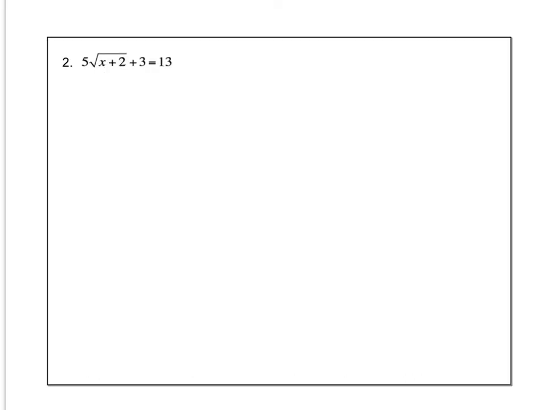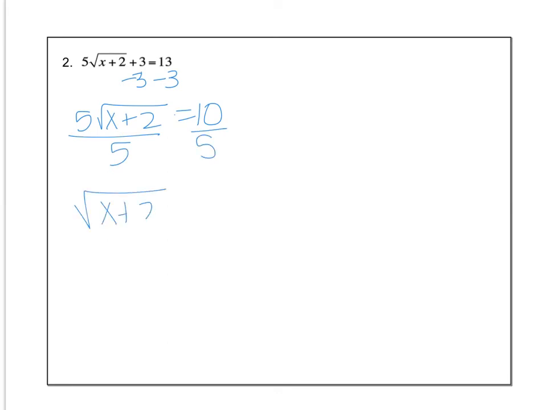Let's try another one. This one's got a little bit more going on. So the first thing is to unwrap the square root. So you have to get rid of whatever's farthest away. So the first thing we want to get rid of is the plus 3. We're going to subtract that first. And it'll be 5 square root x plus 2 equals 10. Again, the square root has to be by itself before you square it. So the next thing we need to get rid of is the 5. So I divide by 5. Get the square root of x plus 2 is equal to 2.